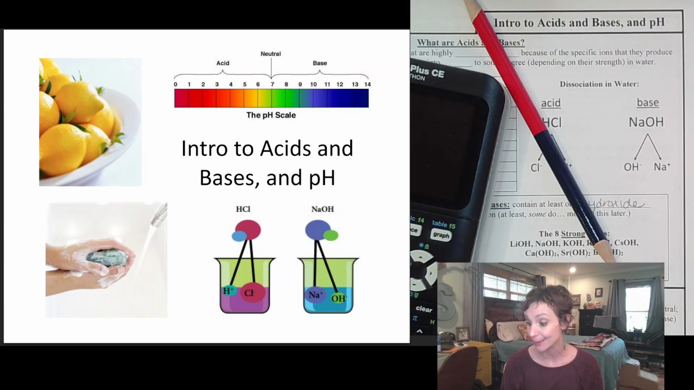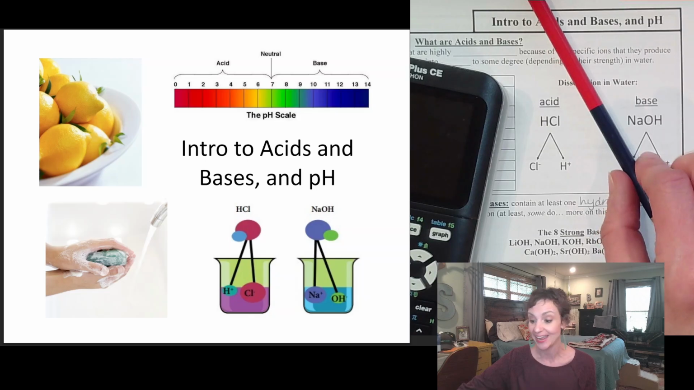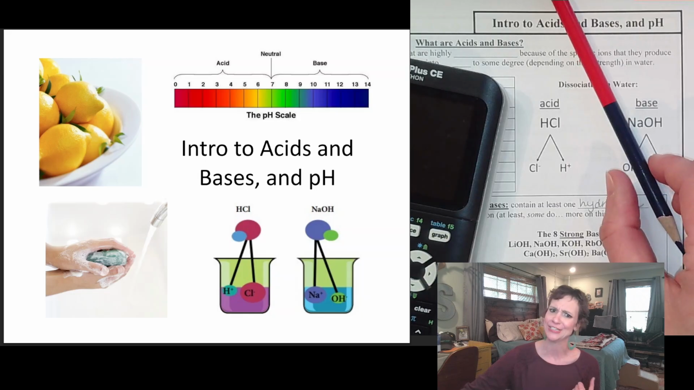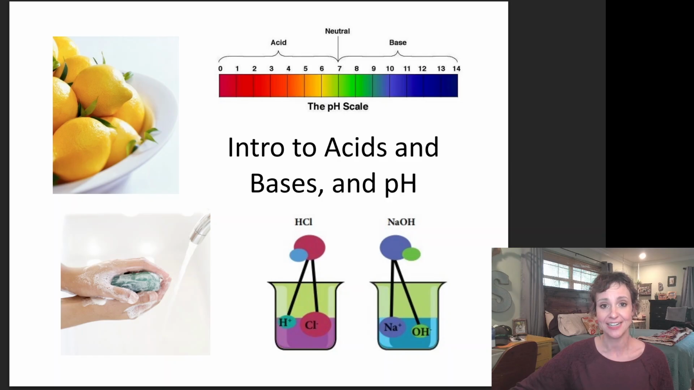But we will absolutely need a calculator today because we're going to be calculating pH, and you will need a red and blue coloring system in some way. The red will represent acidic components, and the blue we're going to use to represent basic components. So our first lesson is on just a general intro to acids and bases and pH.